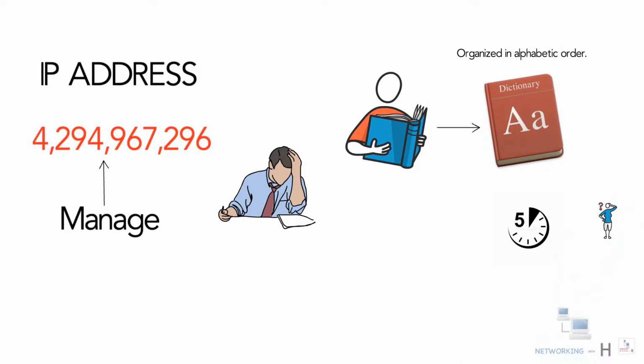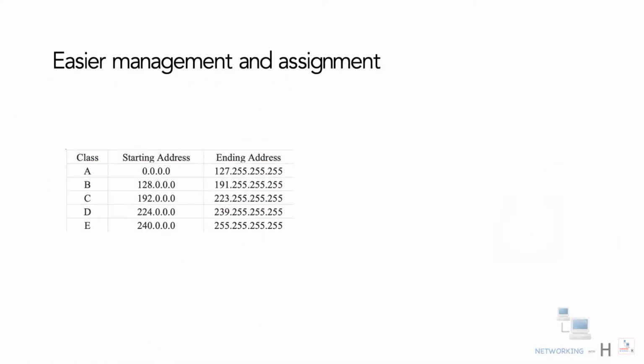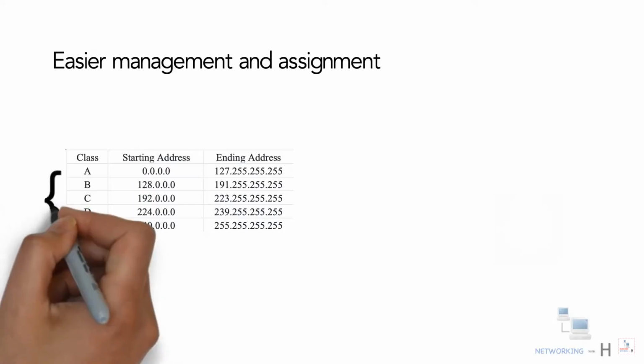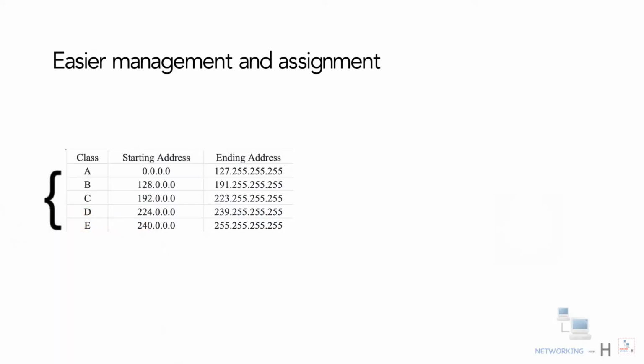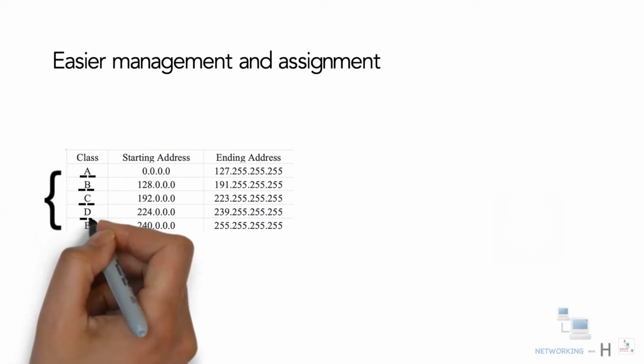If an unorganized dictionary which roughly contains 1 billion words can turn a 5 minute task into a 1 week task, then suppose how complicated nearly 4.3 billion addresses will make a search task if they are unorganized. For easier management and assignment, IP addresses are organized in numeric order and divided into the following 5 classes: Class A, Class B, Class C, Class D, and Class E.